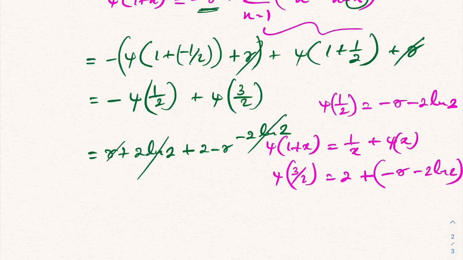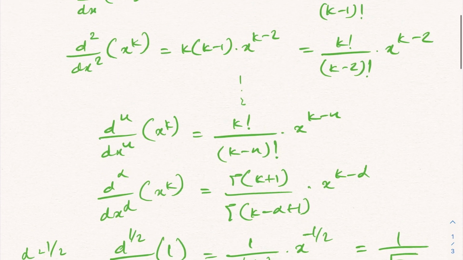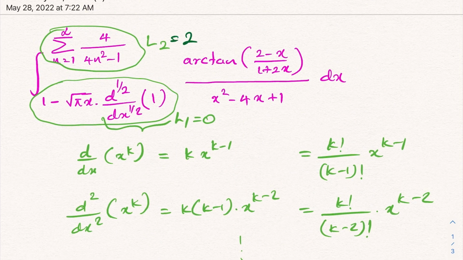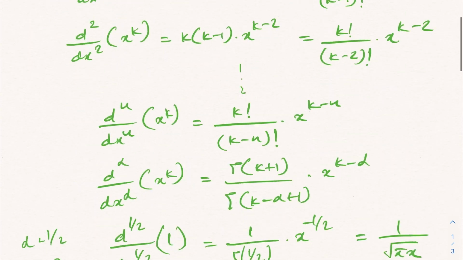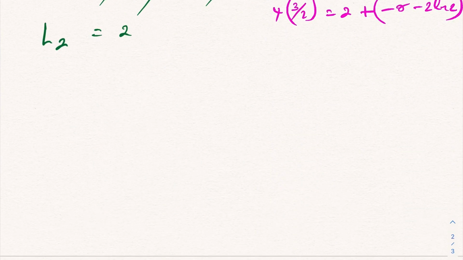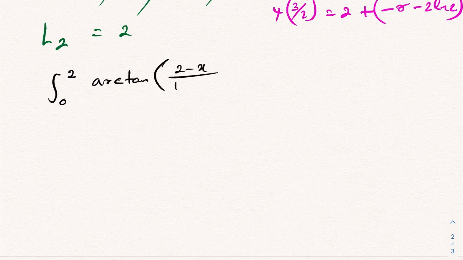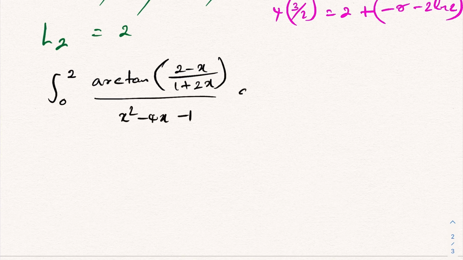2 times natural log of 2 and gamma get cancelled. So we have 2. So we know L2 is equal to 2. So here L2 is equal to 2. Now our integral becomes the integral from 0 to 2 of arctan of (2 minus x) over (1 plus 2 times x), over x squared minus 4 times x minus 1, dx. Okay, now I am going to take a substitution.